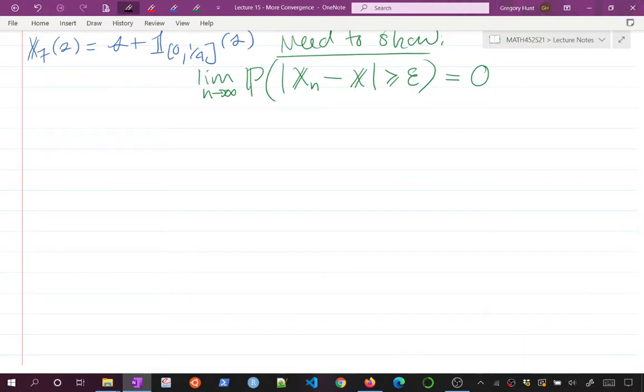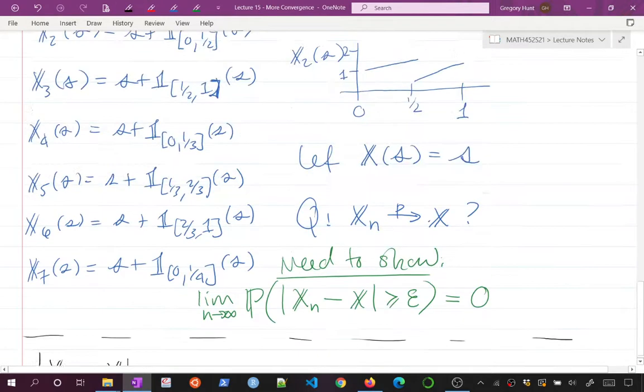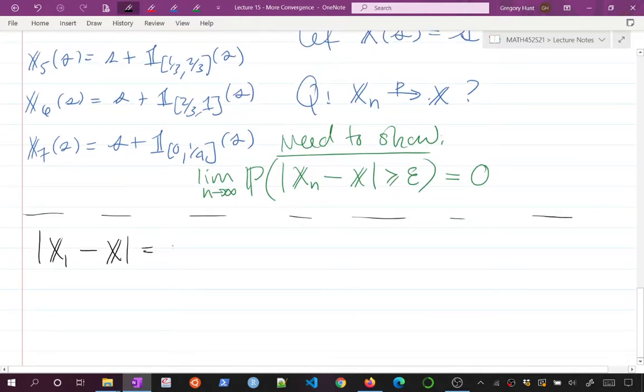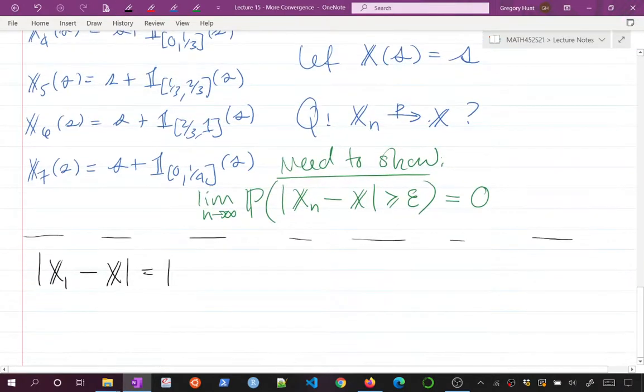So let's look at some of these objects. Let's look at, for example, xn minus x. Let's start with x1 minus x. What does x1 minus x look like? x1 is s plus 1, and x is s. So this is surely just 1 everywhere.